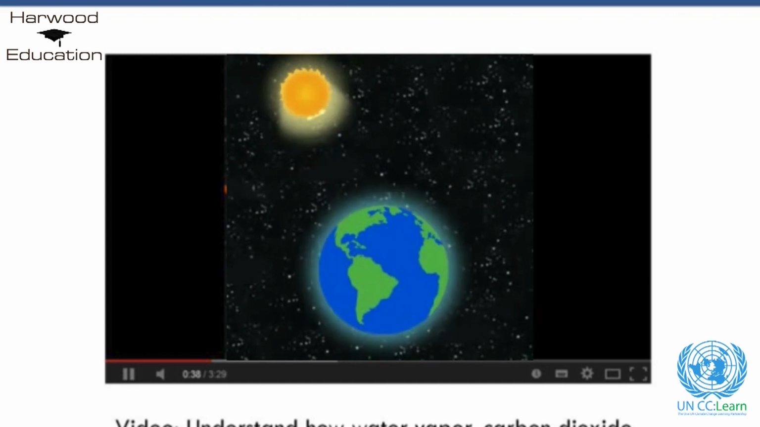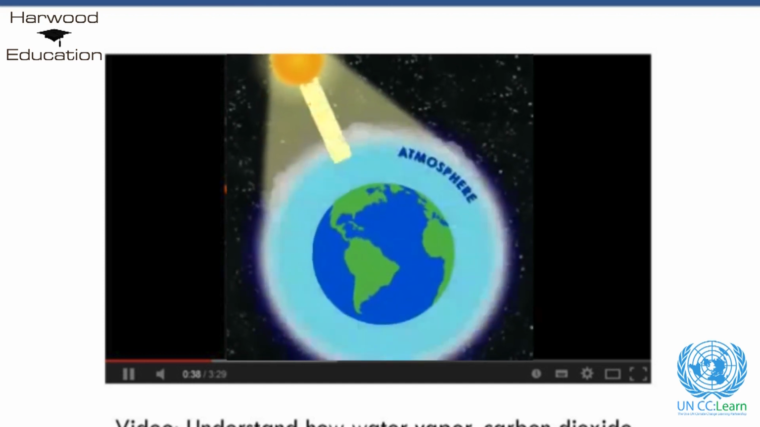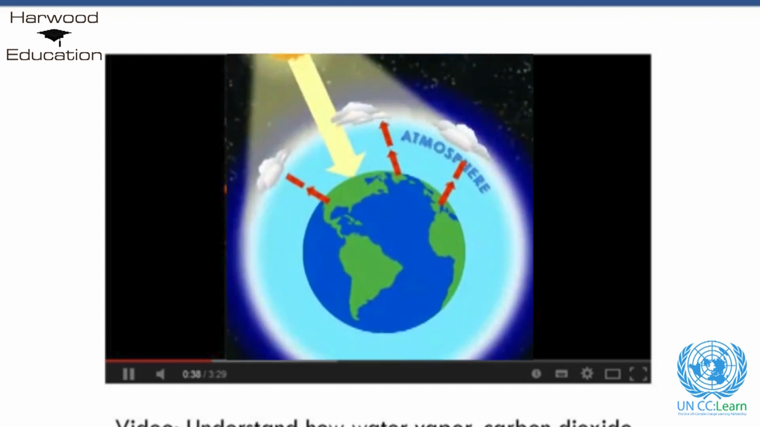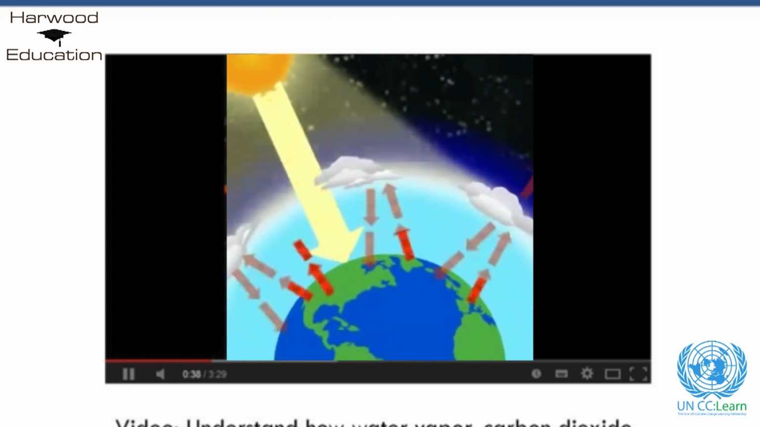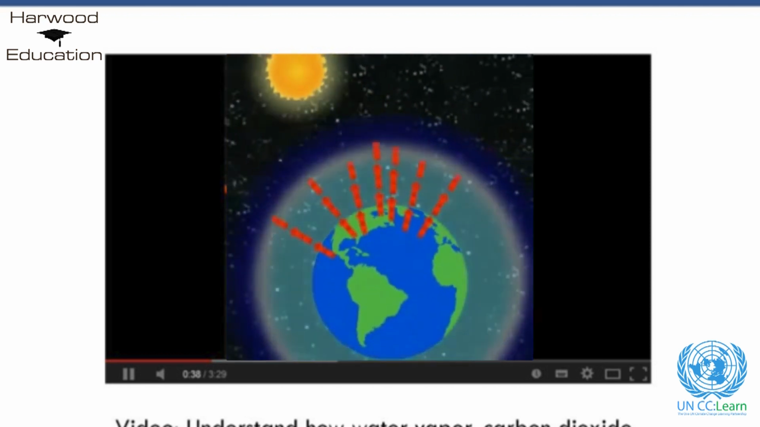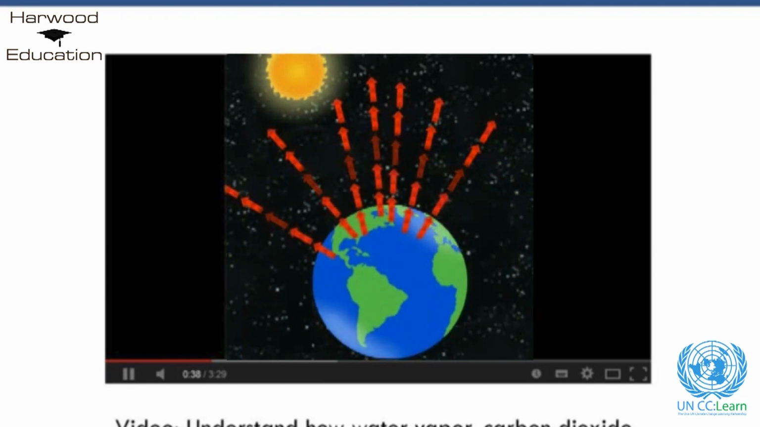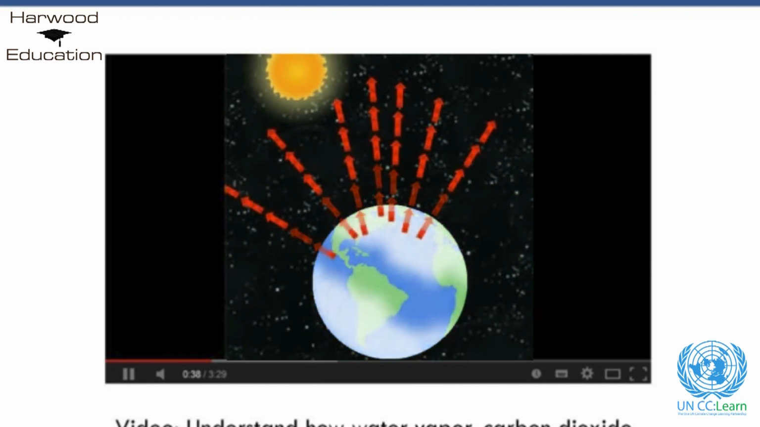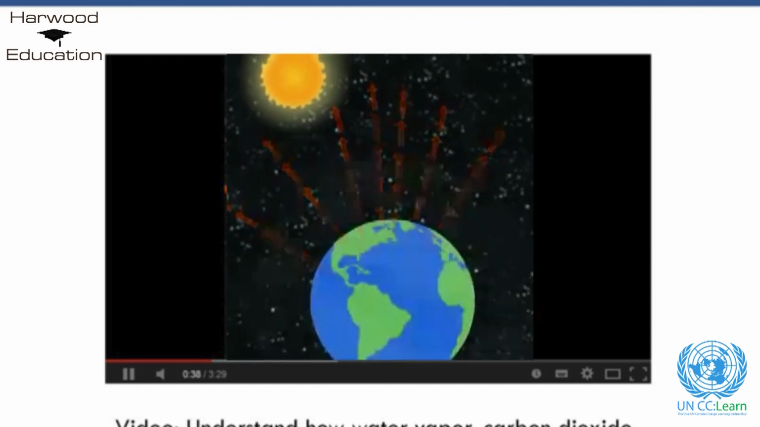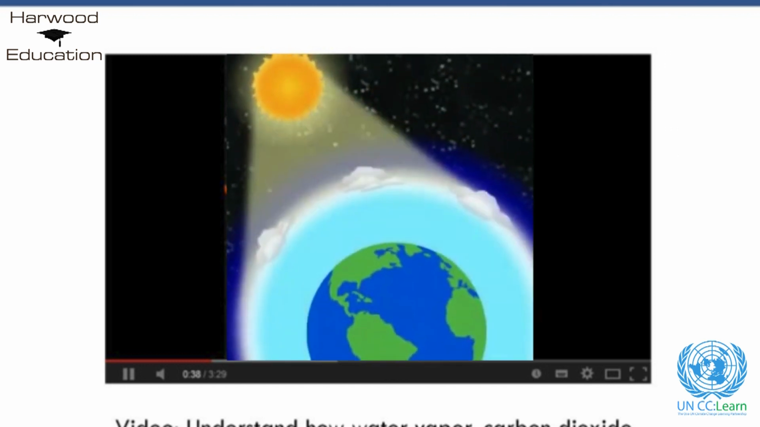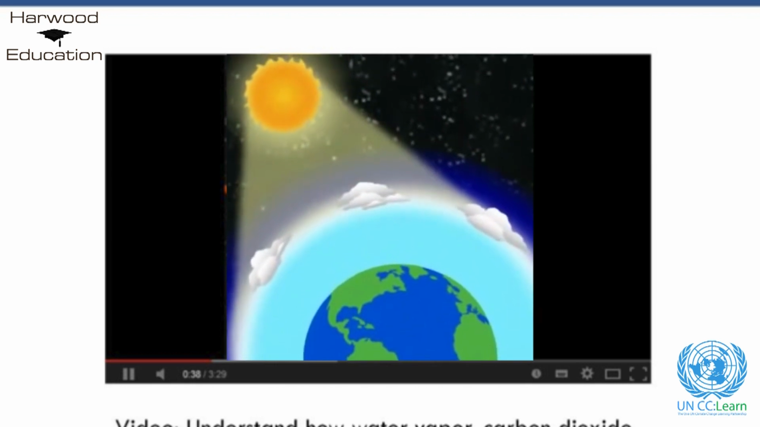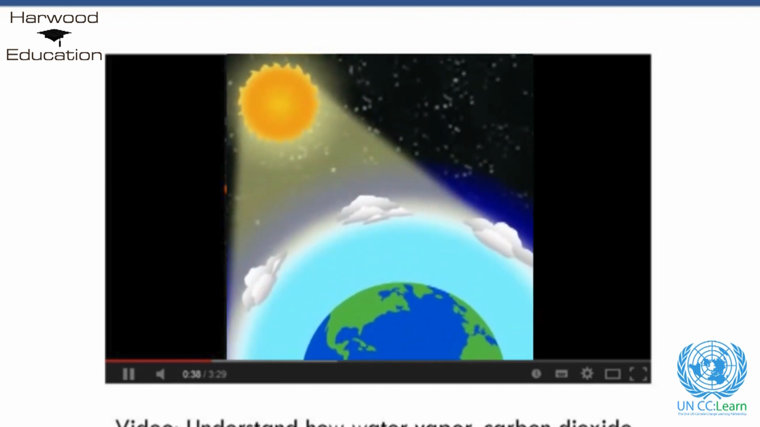Scientists have long known that the presence of an atmosphere keeps the surface of the planet warmer than it would be without an atmosphere. In fact, without an atmosphere, the surface of the Earth would be about 30 degrees Celsius cooler than it is now. In order to understand why, we need to consider the surface of the Earth and its atmosphere separately.